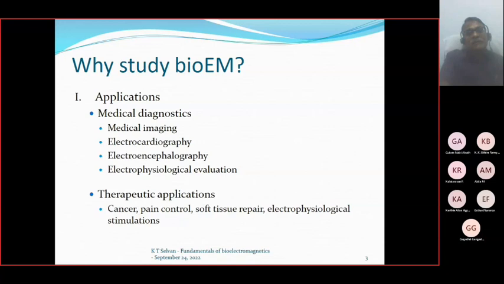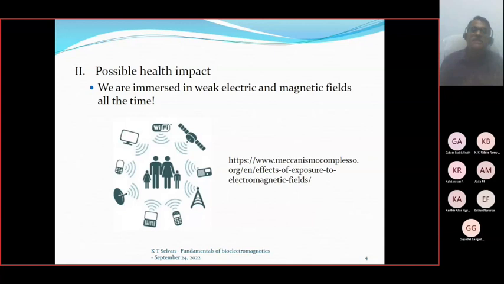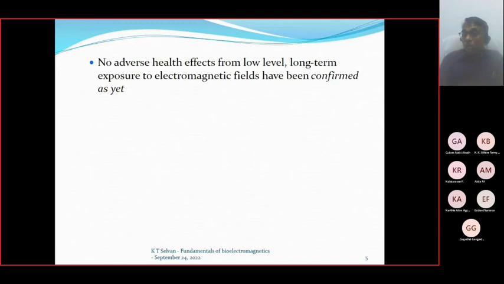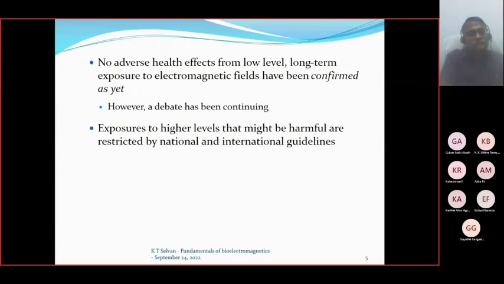And coming to this possible health impact, as we all acknowledge, we are continuously immersed in weak electric and magnetic fields all the time. You see the gadgets that surround us, satellites, televisions, mobile phones, base station antennas, all kinds of gadgets. Most of these emanate very weak electromagnetic radiation. So we are all the time immersed in such radiation. But fortunately, no adverse health effects have been found from low level, long-term exposure. However, we have to add the rider that no possible ill effects have been confirmed so far, but debate has been continuing in the literature. At the same time, exposures to higher levels might be harmful, but fortunately, they are restricted by national and international guidelines.